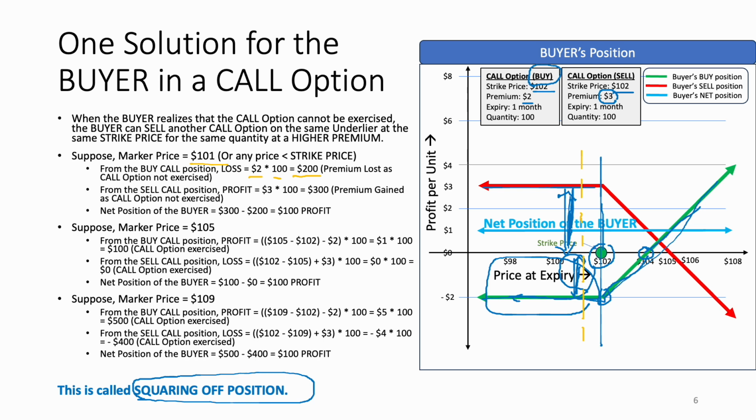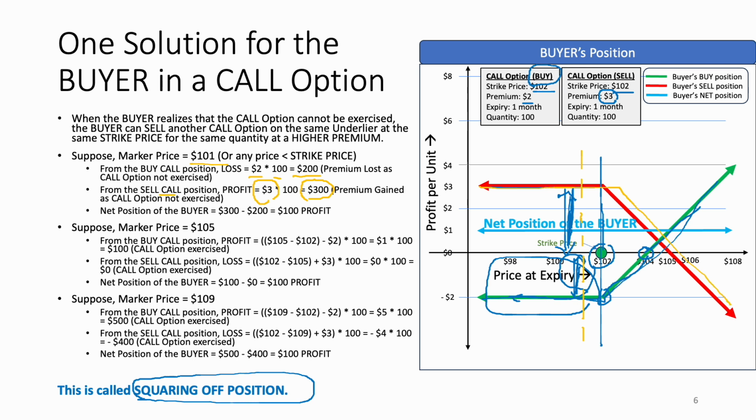Now, he has sold the call option also at $3 premium. If the market value is less than the strike price, the buyer of that call option, which this buyer has sold, will also not exercise his call option. Under that circumstance, the premium of this particular call option, that is $3, will come to this buyer. So when this premium of $3 comes to this buyer, he will make a net profit of $300 on this call option which he has sold to another buyer.